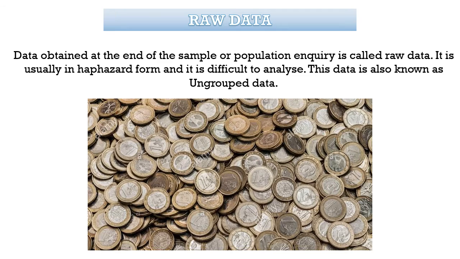So this is an example of raw data. We have collected coins of different denominations, but we have kept them in a single box, everything together. So it is ungrouped. What we need to do with this is classify them. So we will call it classified data.